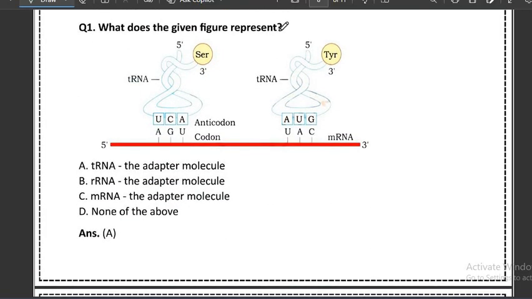What does the given figure represent? A, tRNA, the adapter molecule. B, rRNA, the adapter molecule. C, mRNA, the adapter molecule. D, none of the above. Option A, tRNA, the adapter molecule.